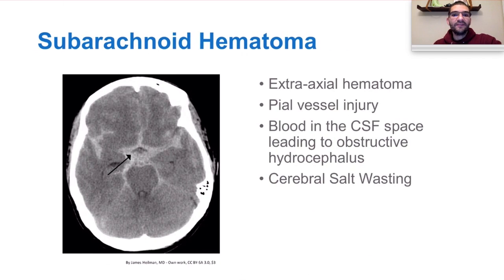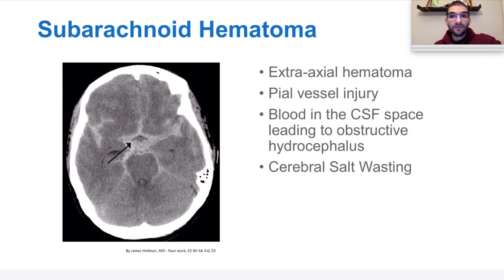The next slide is the subarachnoid hematoma. This is also an extra-axial hematoma. It is caused by injury to the pial vessels, which are vessels that are running in the pia. And this is blood in the CSF space. What you see here pointed by this black arrow is part of the basal cisterns. The basal means the bottom part of the brain. The cisterns is just a collection of CSF.